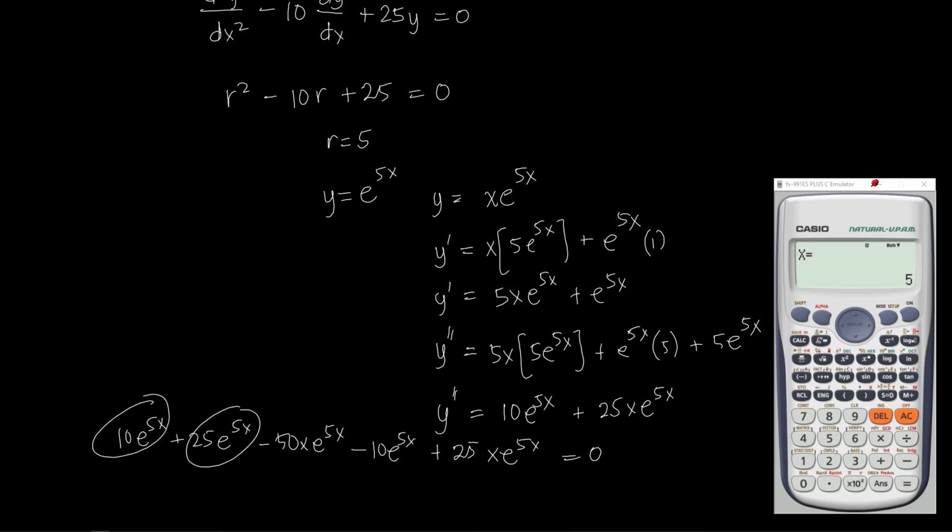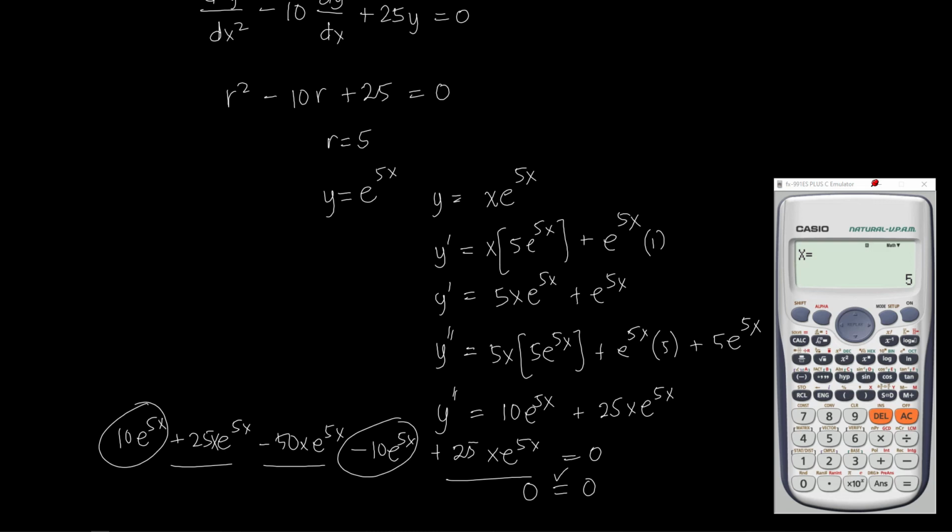So, negative 10 e raised to the power 5x, sir. Okay, tama ba? Atong second derivative kay kani, 10 e raised to the power 5x plus 25x. Uy, kulangan og x. Zero. Zero, sir. Zero is equal to zero.